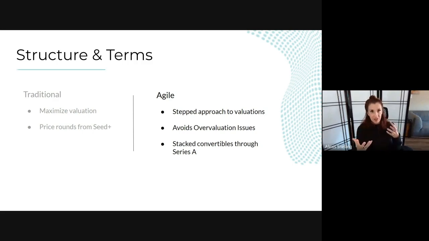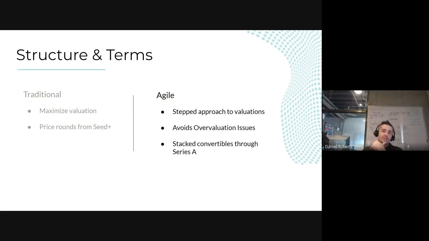That brings up the question of valuation. Like with a traditional round, how should I be thinking or getting to that correct valuation if I'm going that route versus Agile? How should I be thinking about valuation?